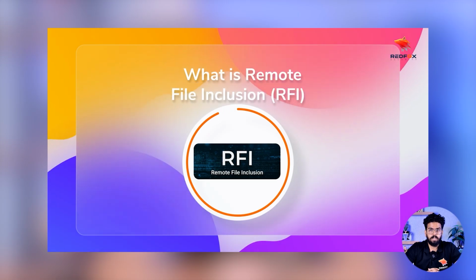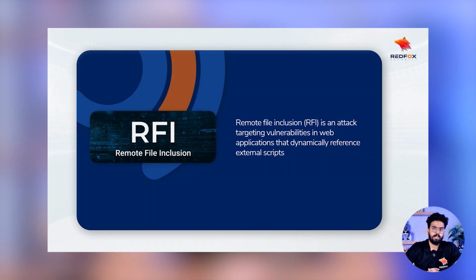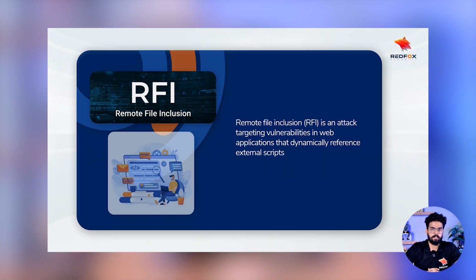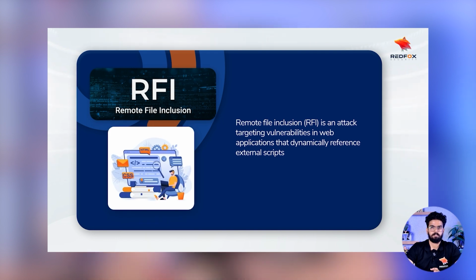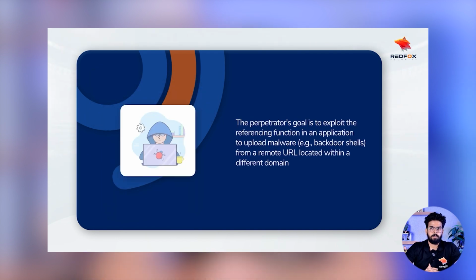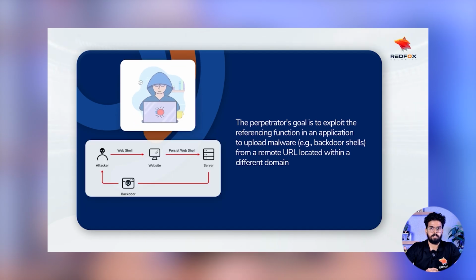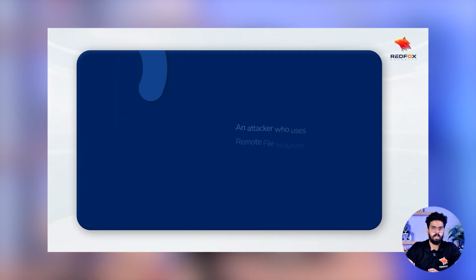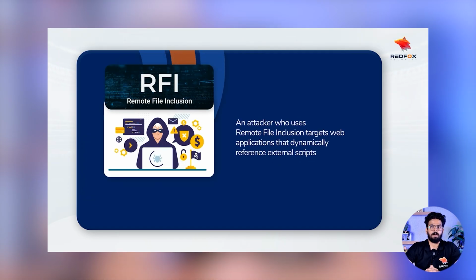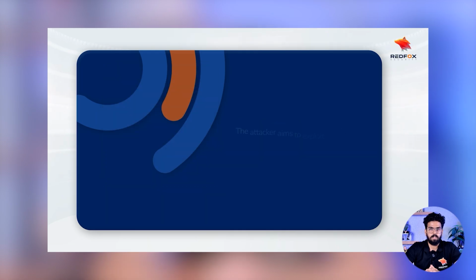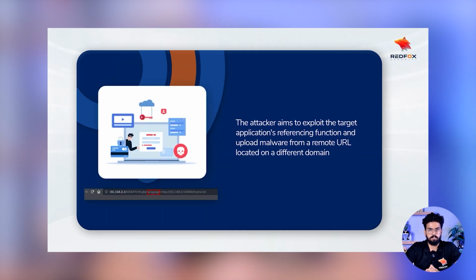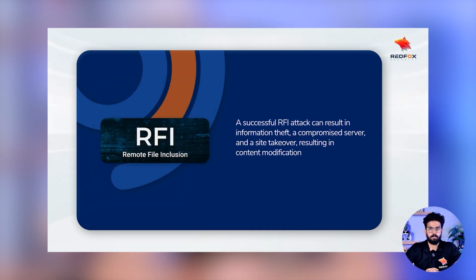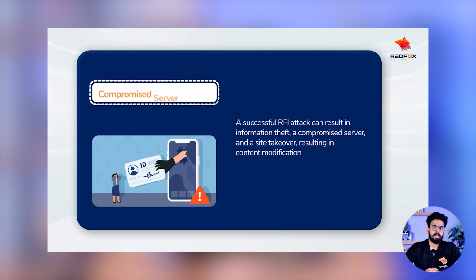Next, we will gain an understanding about remote file inclusion (RFI). Remote file inclusion is an attack targeting vulnerabilities in web applications that dynamically reference external scripts. The perpetrator's goal is to exploit the referencing function in an application to upload malware, for example backdoor shells, from a remote URL located within a different domain. An attacker who uses remote file inclusion targets web applications that dynamically reference external scripts. A successful RFI attack can result in information theft, a compromised server, and a site takeover, resulting in content modification.